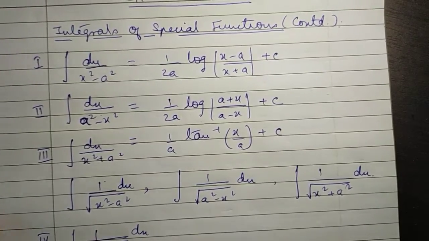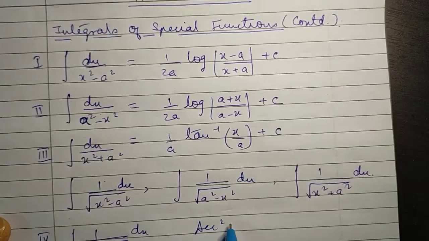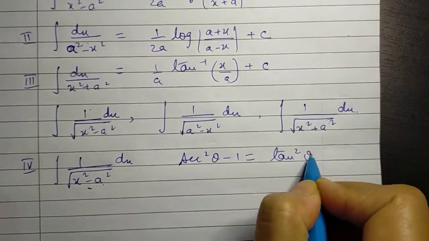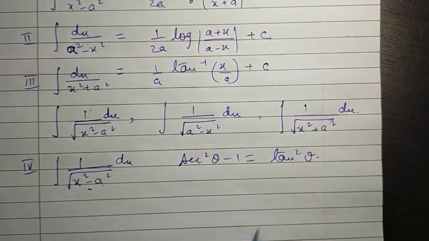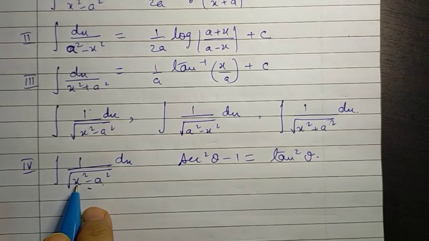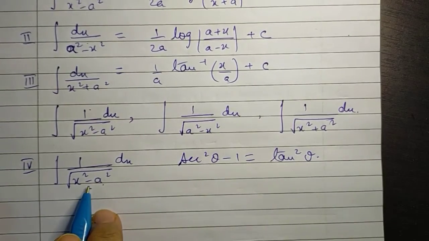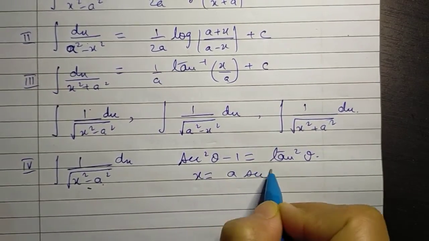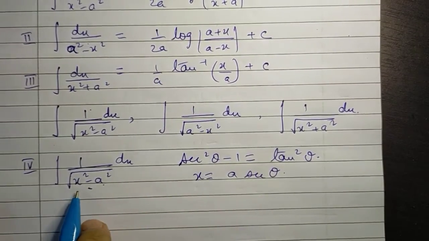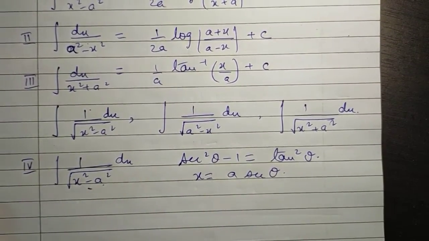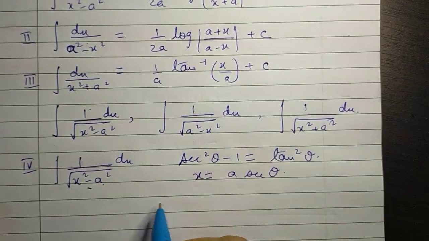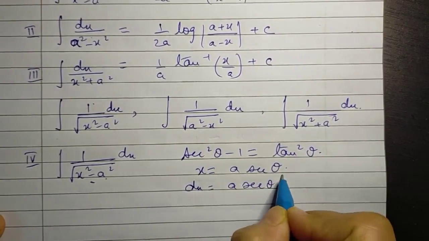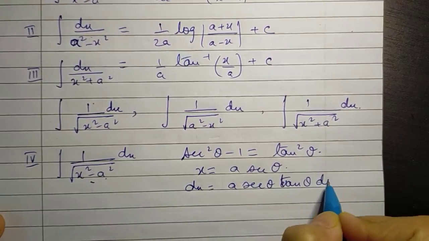And we know that sec square theta minus 1 is equal to tan square theta. So using this result, we will assume now, here instead of x squared minus 1, we have x squared minus a squared. So if I put x is equal to a sec theta, this one becomes what? a squared sec squared theta minus a squared, which becomes a squared tan squared theta. Now dx is equal to a sec theta tan theta d theta.